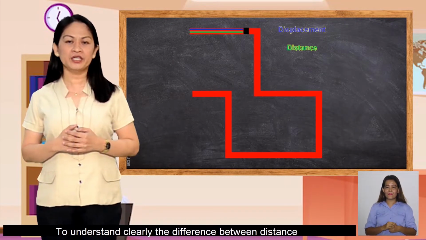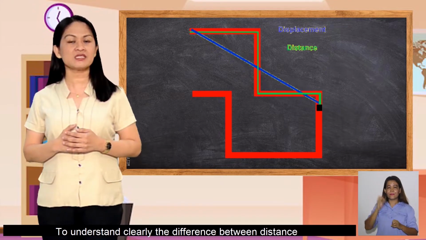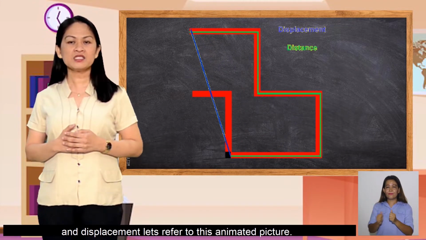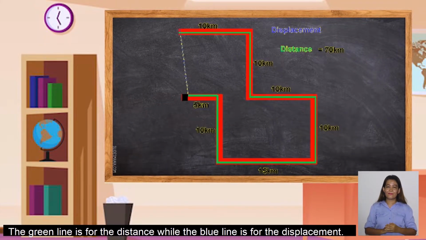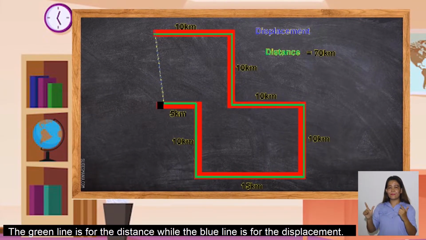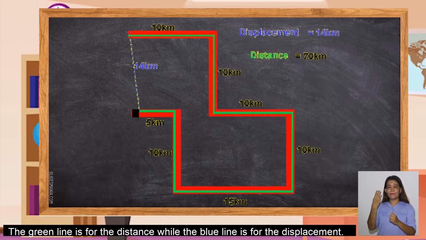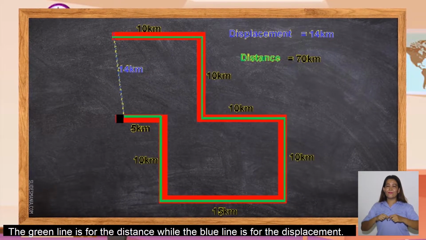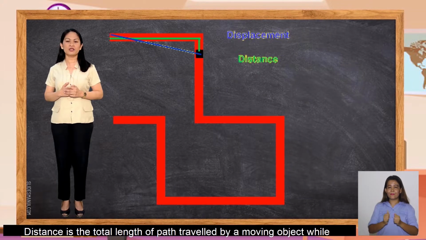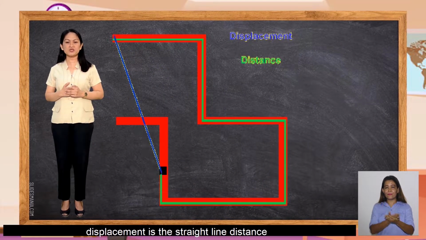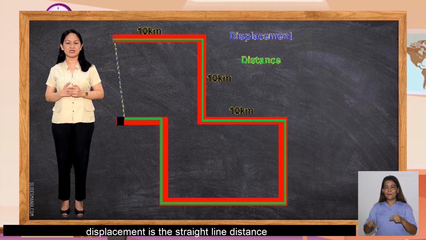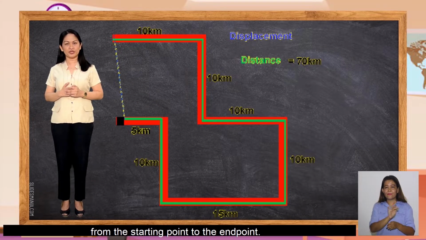To understand clearly the difference between distance and displacement, let's refer to this animated picture. The green line is for the distance, while the blue line is for the displacement. Distance is the total length of path traveled by a moving object, while displacement is the straight line distance from the starting point to the end point.